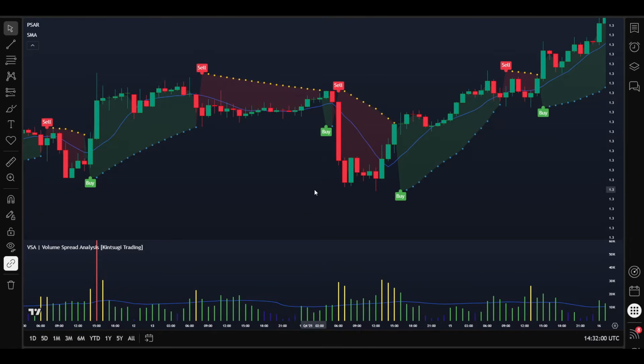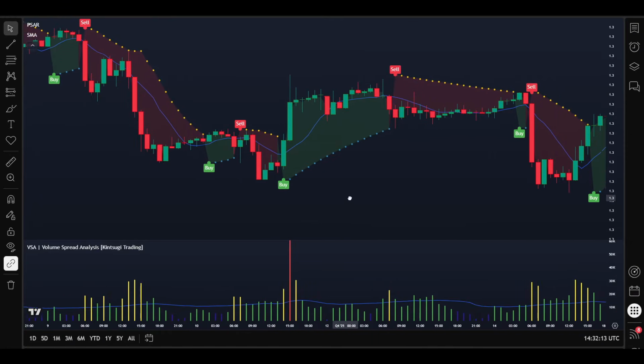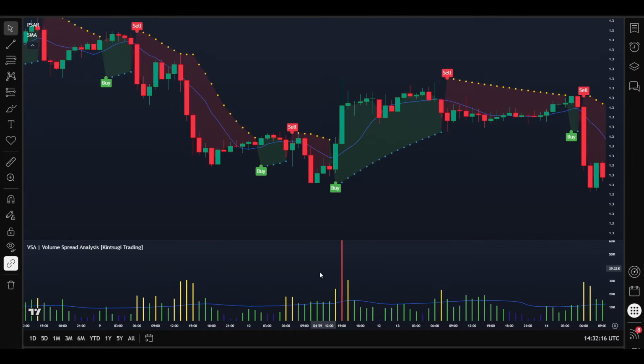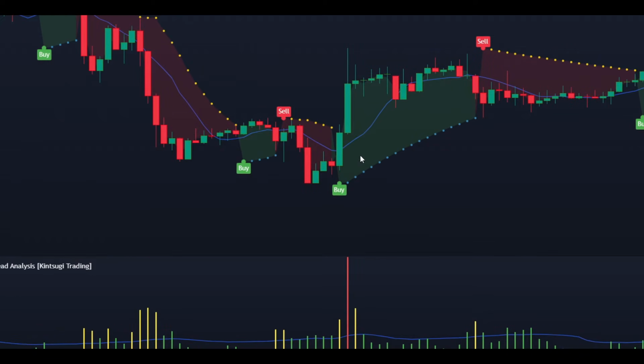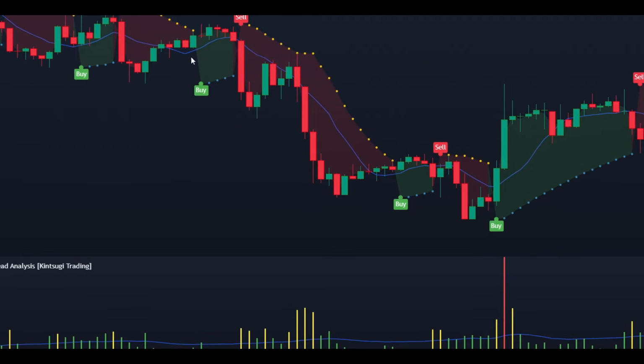Indicator settings, Volume Spread Analysis by KintsugiTrading. VSA was popularized by Tom Williams to read the balance of supply versus demand by combining price spread with volume. Increases in volume during an uptrend often signal demand strength. Spikes in volume during a downtrend can reveal supply surges and potential reversals.